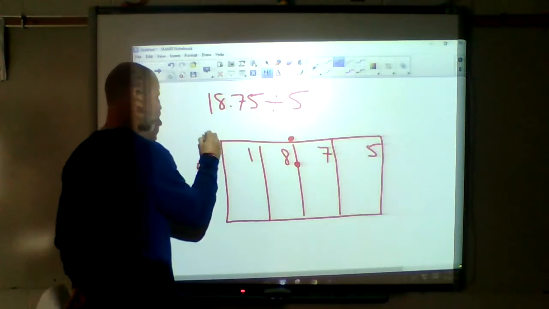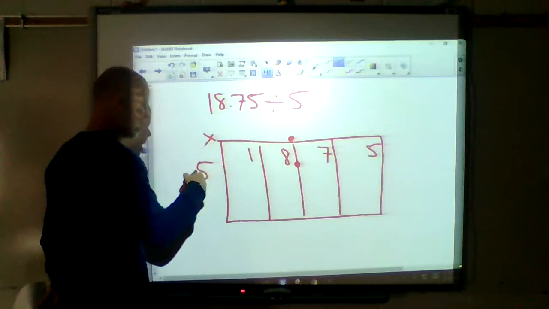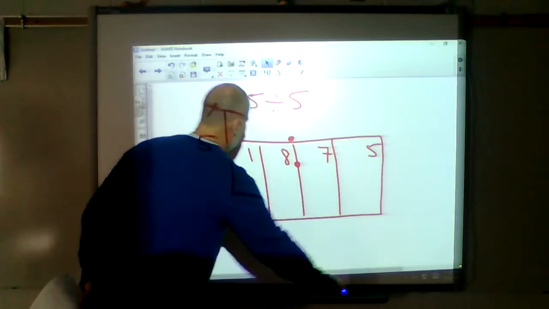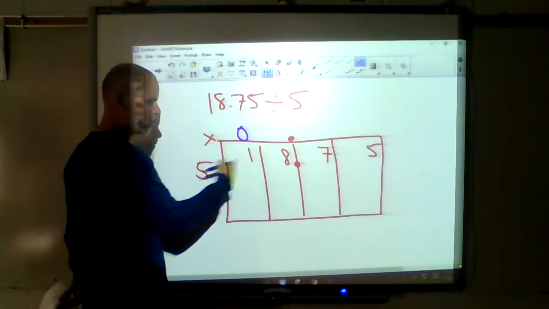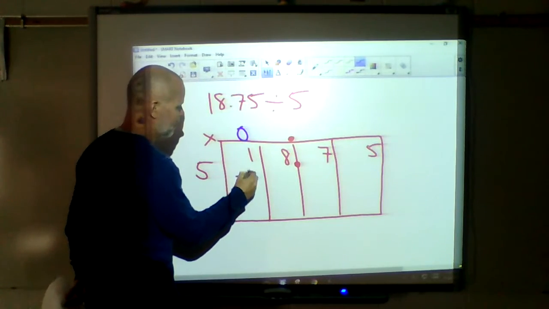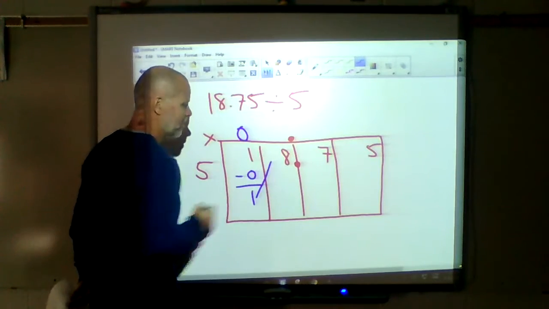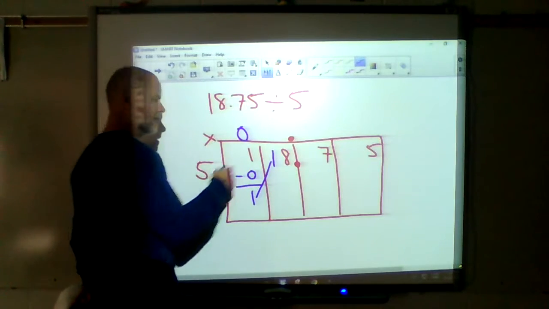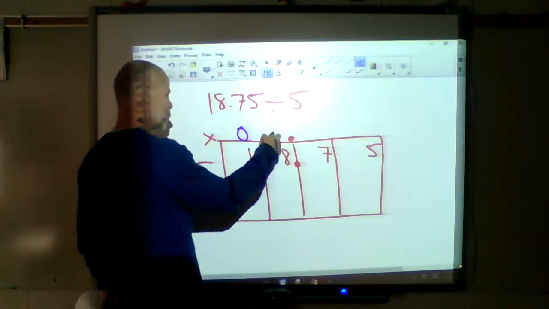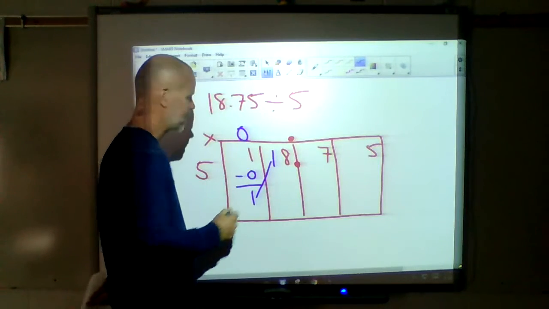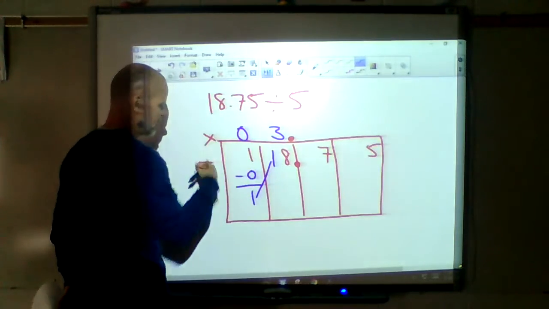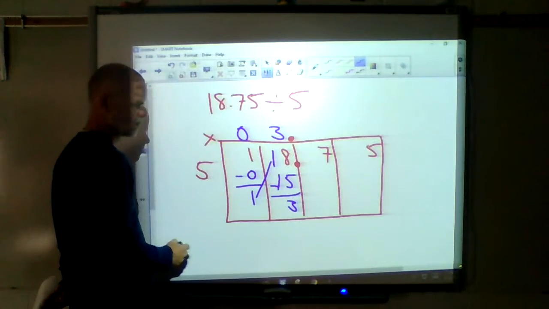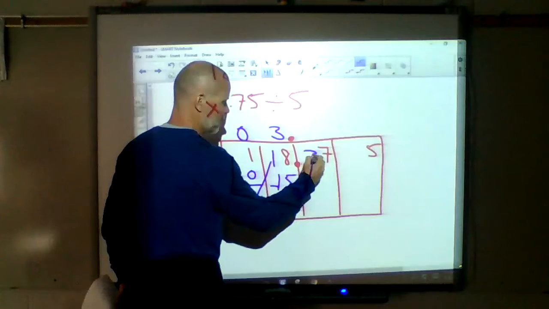Remember, I'm turning this into a multiplication problem. Something times 5 gets me close to 1 without going over. And in this case, the only thing I can do is 0. If I have one marble, I can't make any groups of 5. So remember, I do this, bring my 1 up and over. Now then, how many times will 5 go into 18? Something times 5 gets me close to 18. Well, that's 3. 3 times 5 is 15. So it leaves me 3 left over, which I bring up.